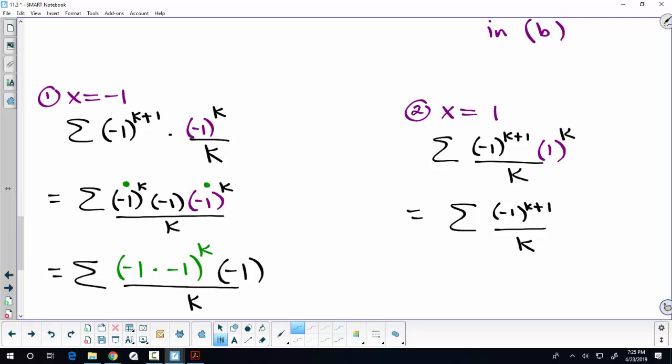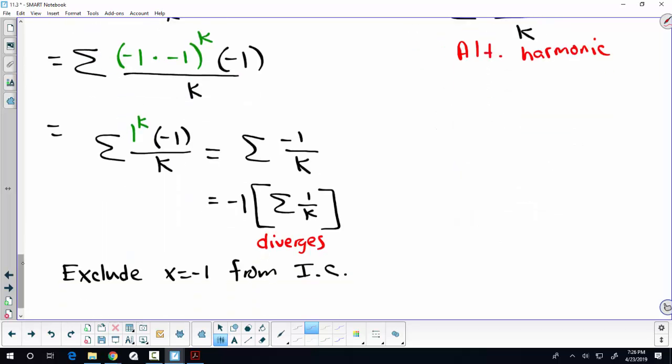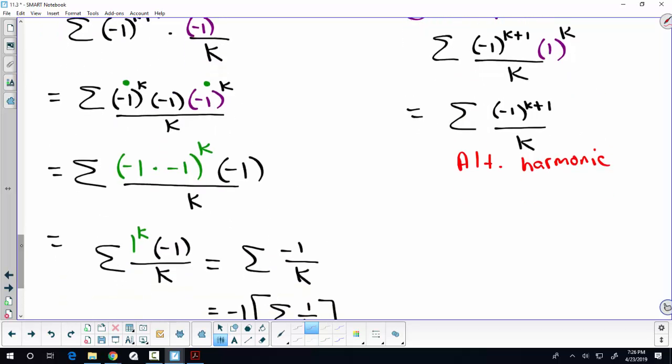Alternating harmonic. The alternating harmonic series converges, right? So this is an alternating harmonic. Should we know how to prove that for the exam, or we just kind of say alternating harmonic convergence? I would know both because honestly, you need to know the alternating series test.